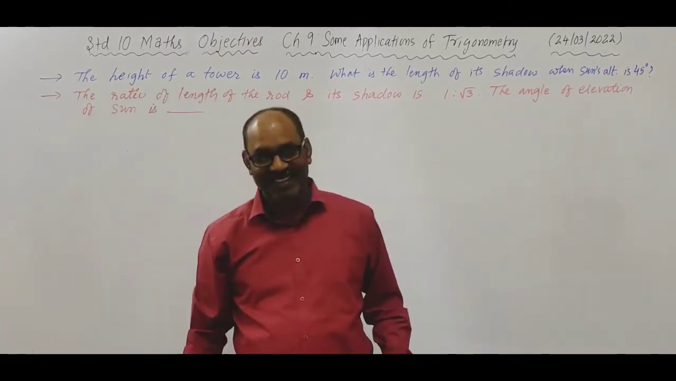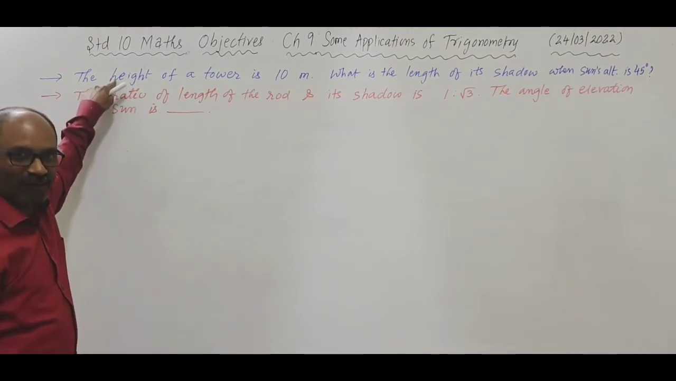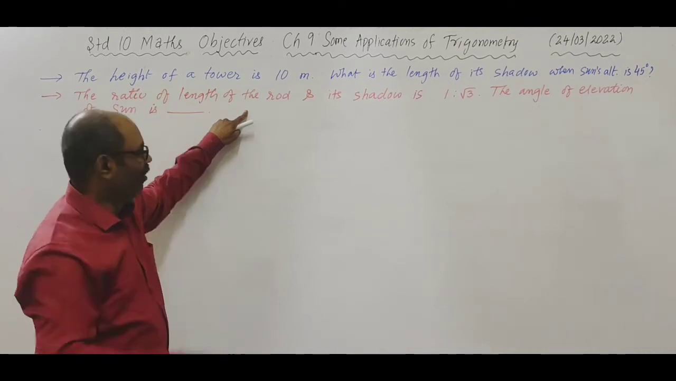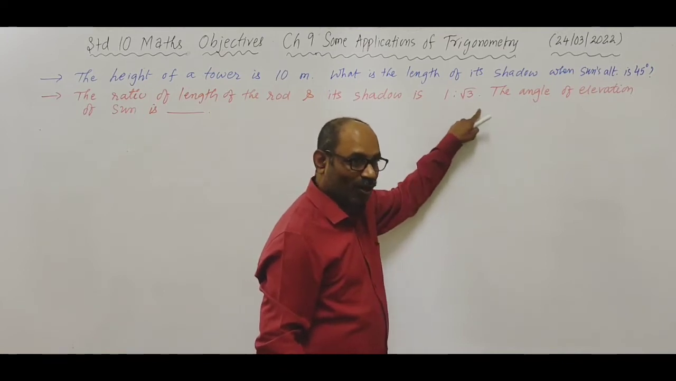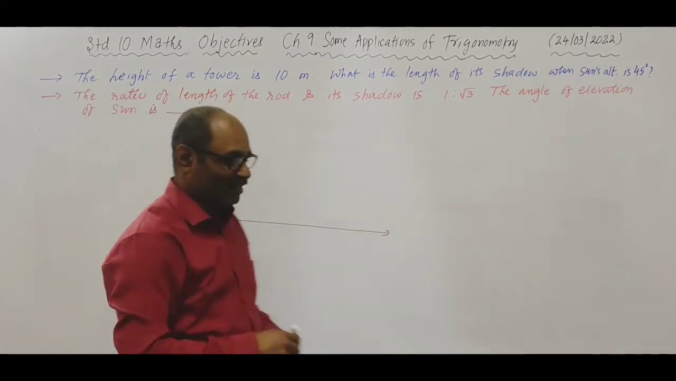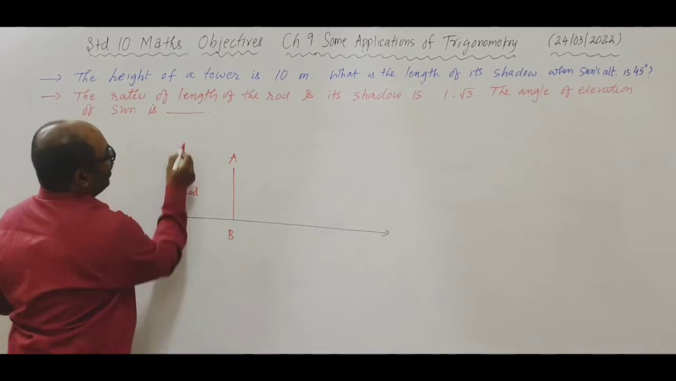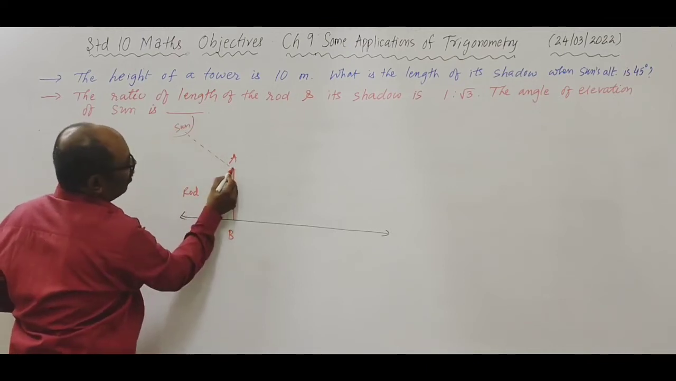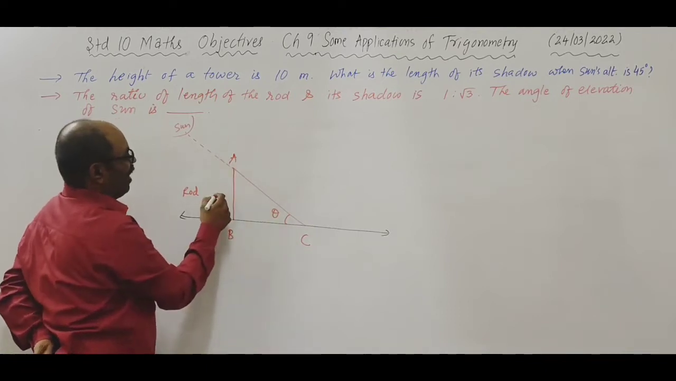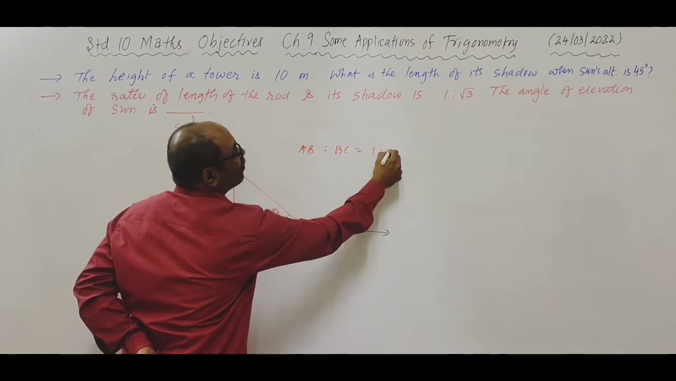The second one was there, right? Okay, the next one here. It is a twist, exactly the opposite of what we have seen in the first case. The ratio of the length of a rod, instead of a tower there is a rod, and its shadow is 1:√3. The angle of elevation of the sun is dash. I'm going to draw the same diagram, but instead of tower, I'll write rod. This AB is nothing but the rod, and here is your sun or C. This angle we don't know, theta. But the ratio of the length of the rod, AB, to the shadow, BC, is 1:√3.